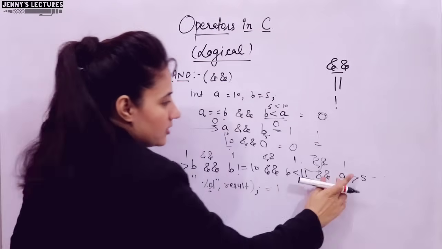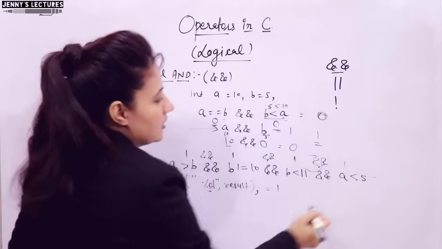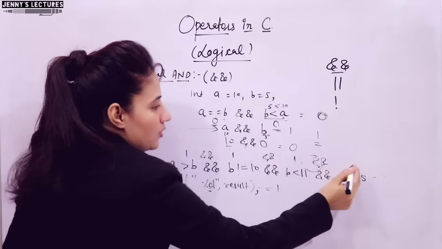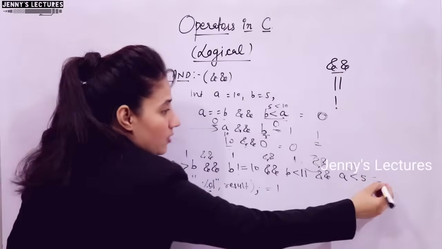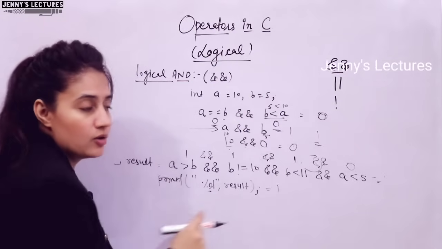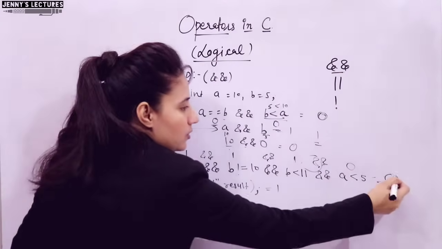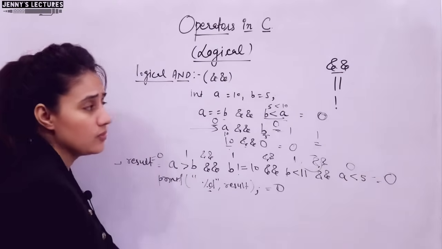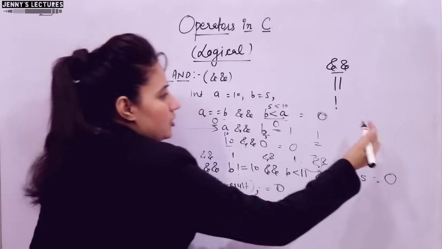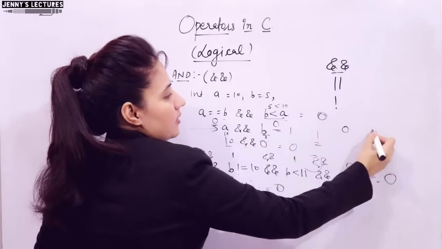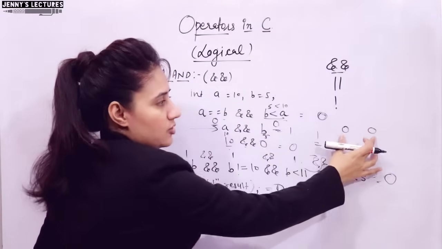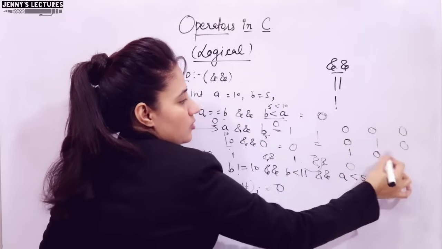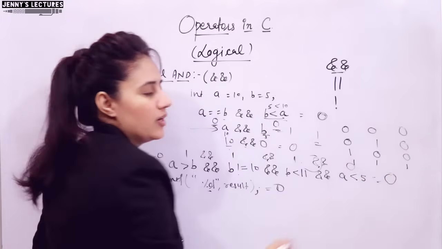If I write here like this, A is less than 5. Now all the other conditions are true, but A is not less than 5, so it will give 0. Now the final result of this logical AND would be, one operand is 0, so it will give 0. So in result we will have 0, and the final output would be 0. So if you check the condition for logical AND, if both the operands are 0, then it will give 0 output. If one is 1 and the other is 0, then also 0. If this is 0 and this is 1, then also 0. Only if this is 1 and this is 1, it will give true.